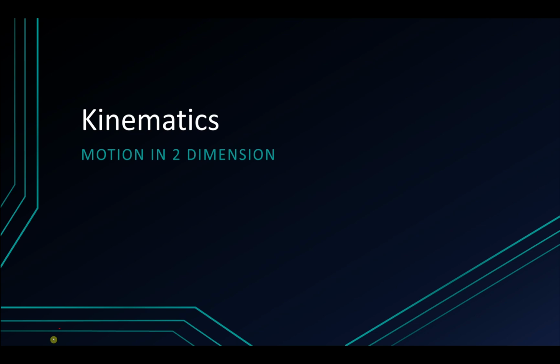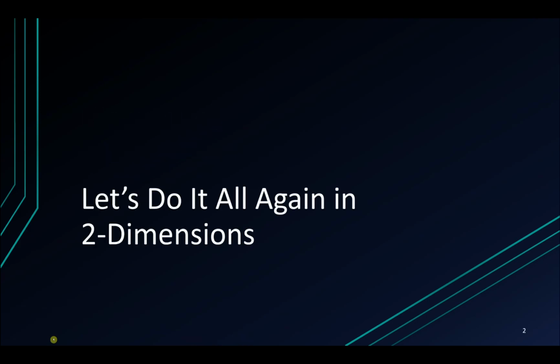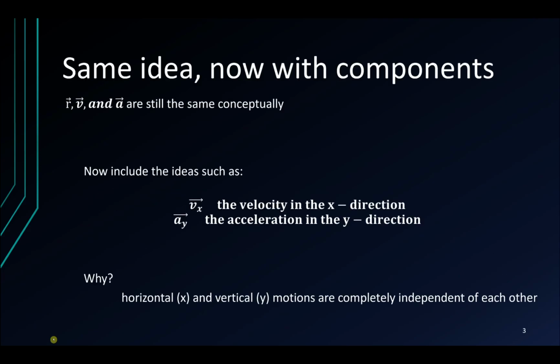All right, so we've talked about motion in one dimension, we've done kinematics problems in one dimension, now we're going to move into two dimensions. So we're going to do it all over again, but with two dimensions. So we have the same aspects, right? The same idea. We still have position, we still have velocity, we still have acceleration.